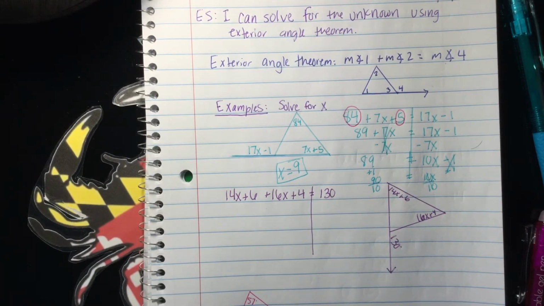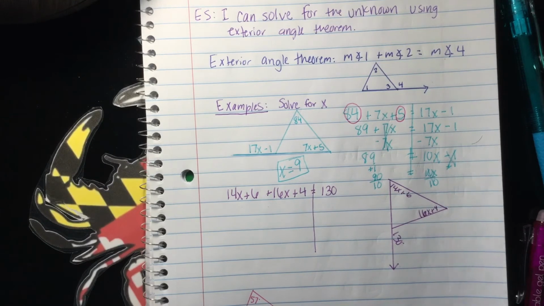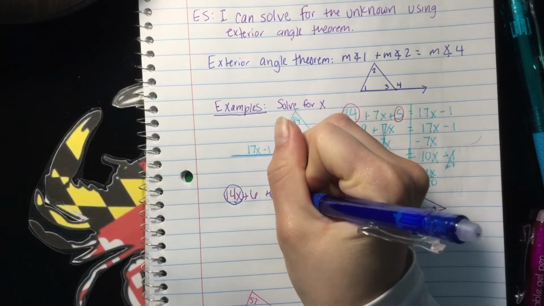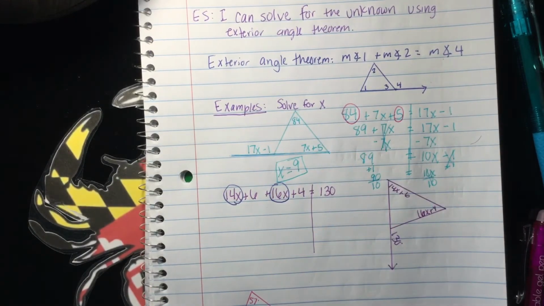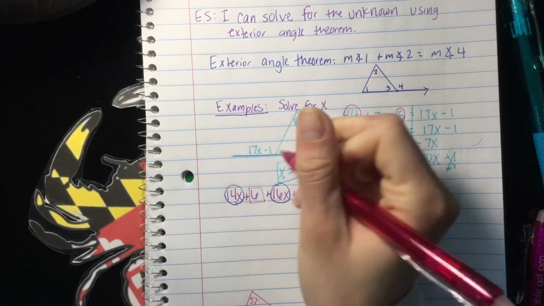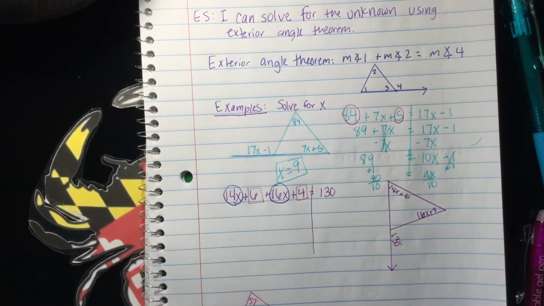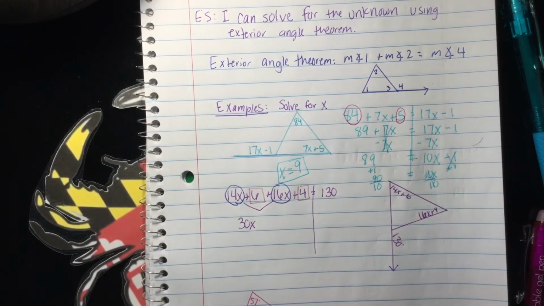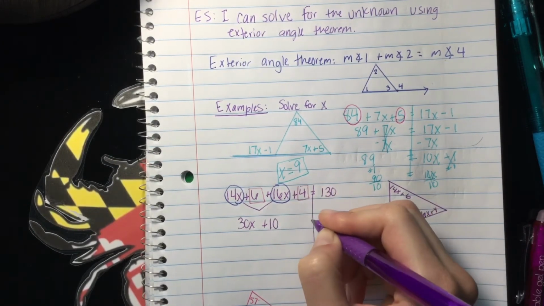You might think this one is going to be a little bit easier because all the variables are on one side. So the first thing we need to do is to combine like terms. I've got 14x and 16x. Those are like terms. And then you have 6, I'm going to box these, and 4, those are like terms. So when we add 14x plus 16x, that equals 30x. And then 6 plus 4, that equals 10.